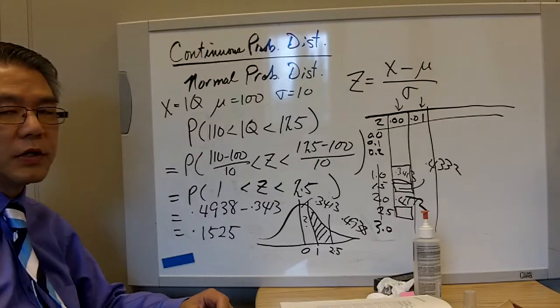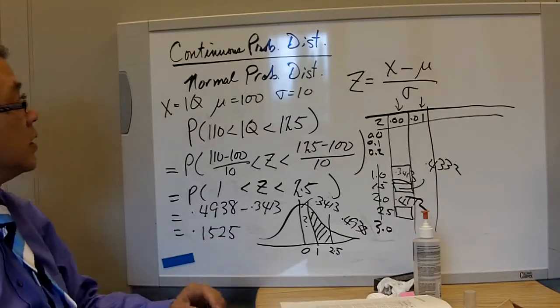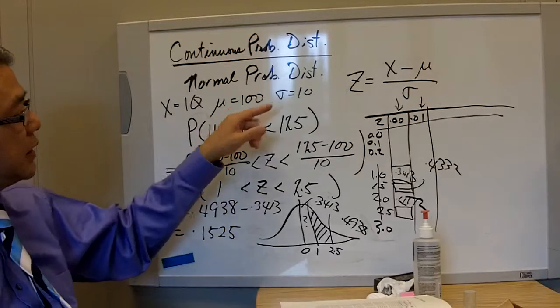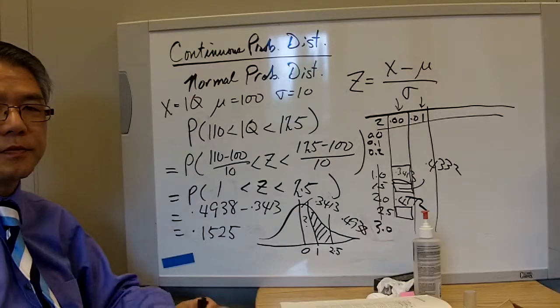So hopefully it helps you to understand better the normal probability distribution and how we do some calculations based on a couple of parameters given to us.